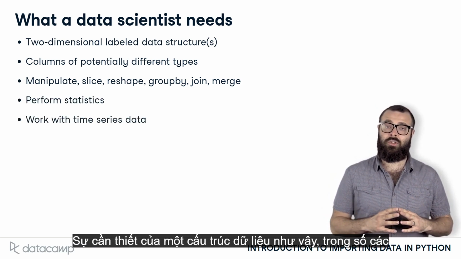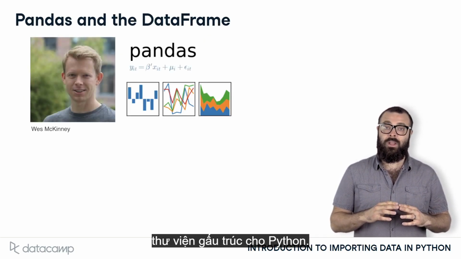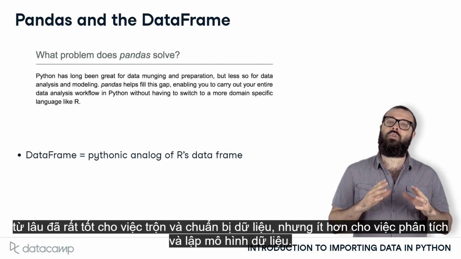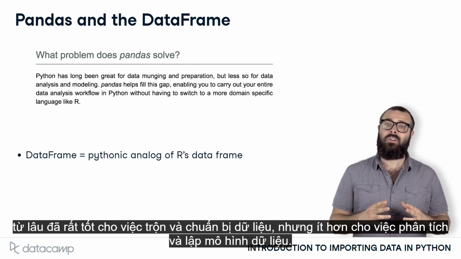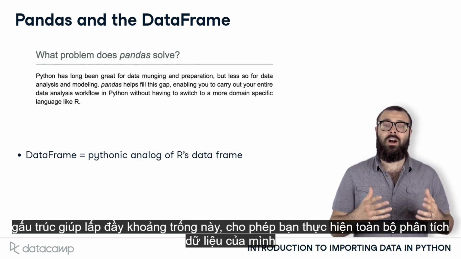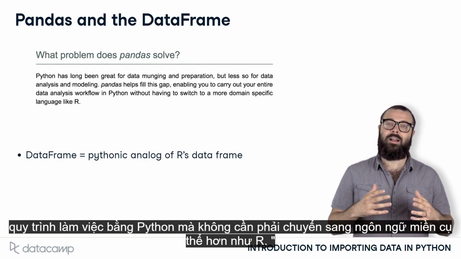The need for such a data structure, among other issues, prompted Wes McKinney to develop the pandas library for Python. Nothing speaks of the project of pandas more than the documentation itself. Python has long been great for data munging and preparation, but less so for data analysis and modeling. Pandas helps fill this gap, enabling you to carry out your entire data analysis workflow in Python without having to switch to a more domain-specific language like R.